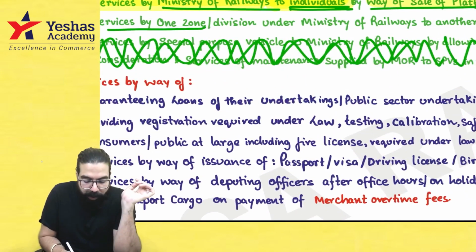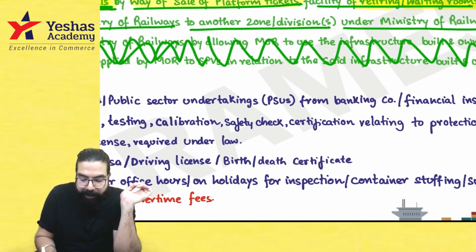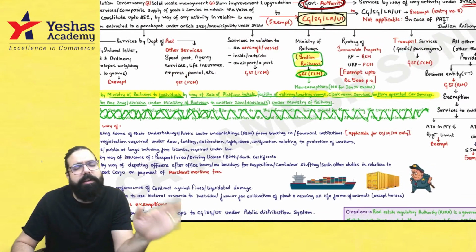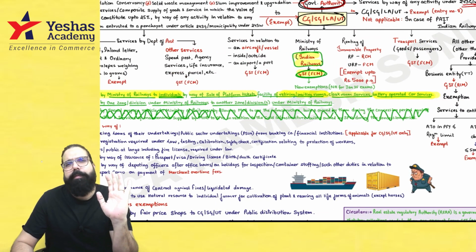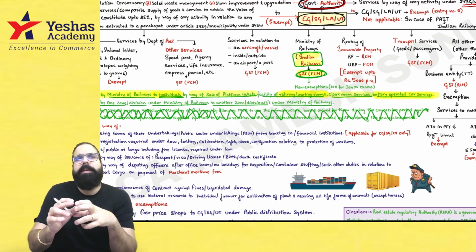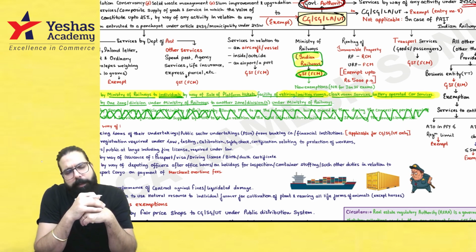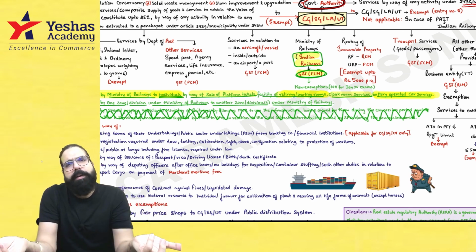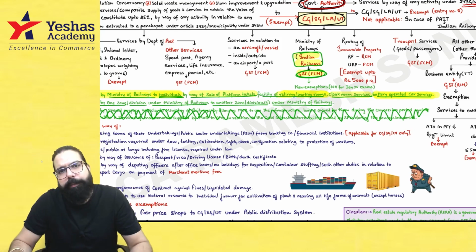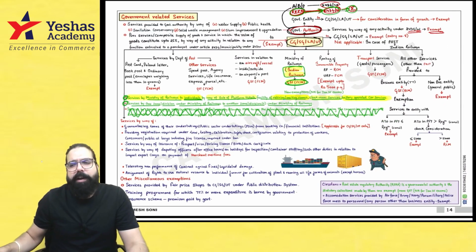Now, services by one zone or division under the Ministry of Railways to another zone or division under the Ministry of Railways. If the Ministry of Indian Railways is giving services from one zone to another zone, it is exempted. So, for example, Southern Zone is giving services to Northern Zone. Then remember, the services are always exempted. One zone giving services to another zone, the GST is exempted. Are we all clear with this point, everyone?